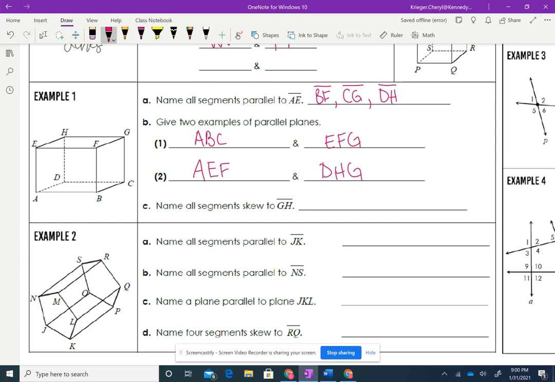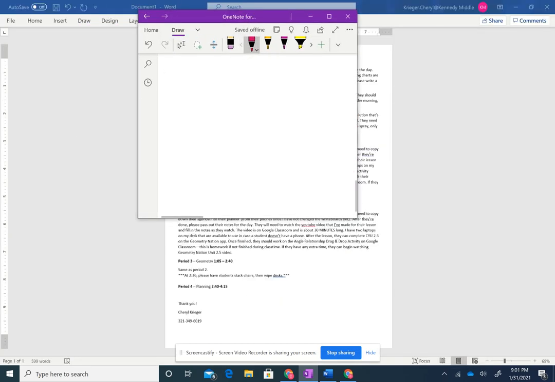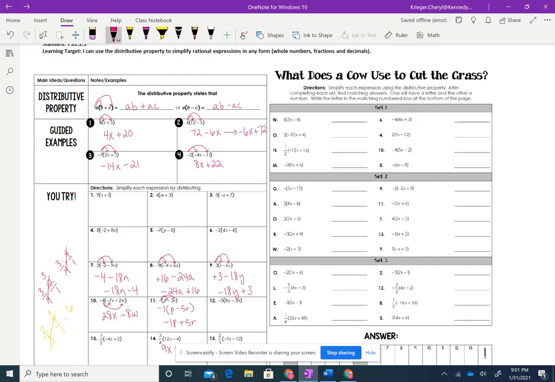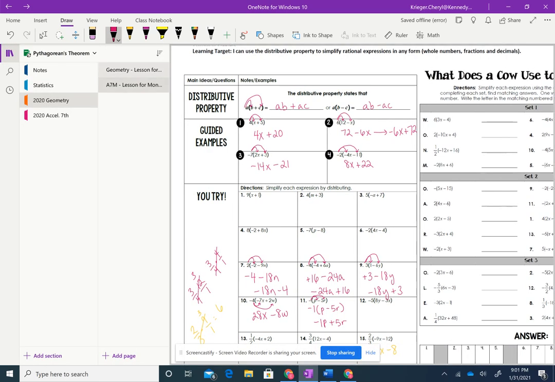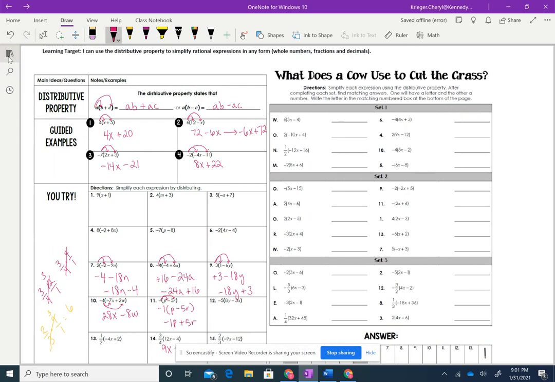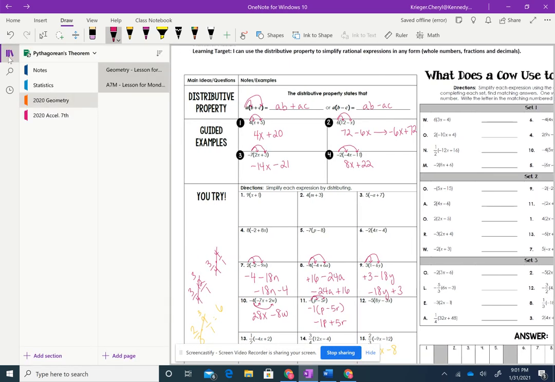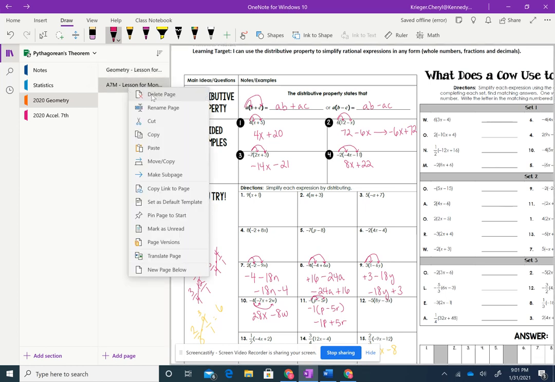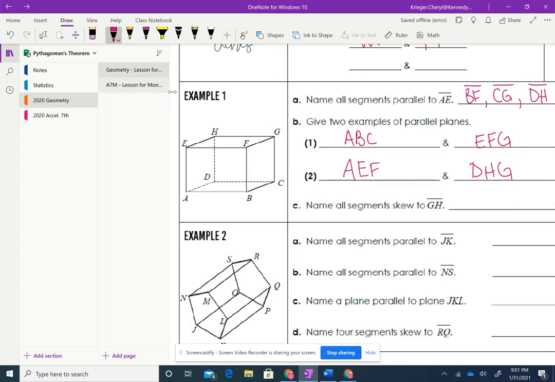Okay, so now it's asking us to name all the segments that are skew to GH. So GH, oh no, I lost it here. Geometry. Okay, well, this isn't your notes. Delete. Oh, we're back.